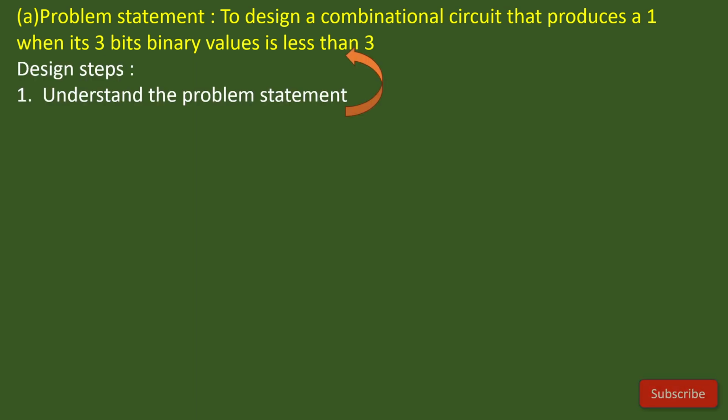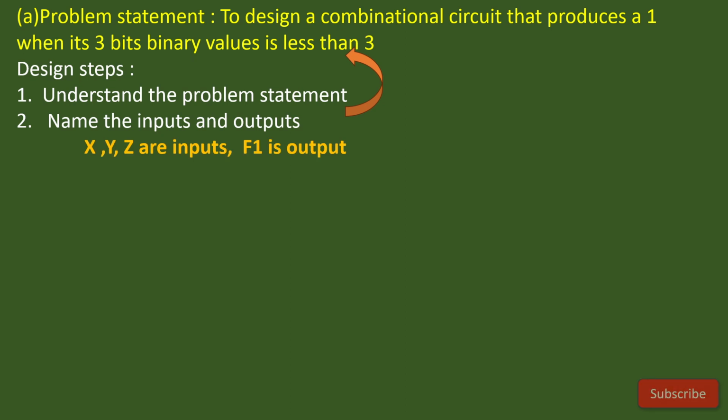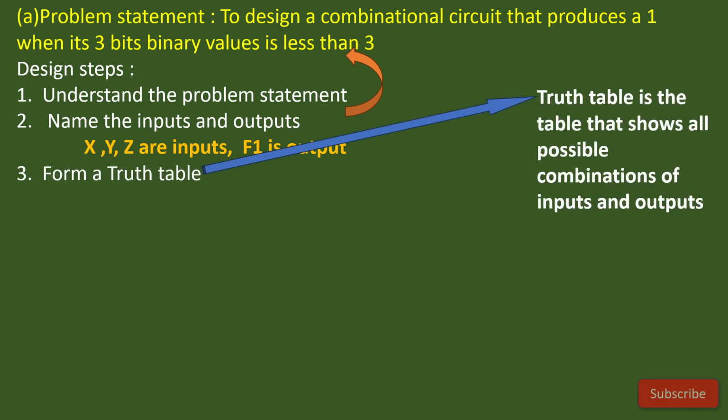And we have the design steps. First is to understand the problem statement. And we have to name the inputs and the outputs. Here we can name them X, Y, Z as the 3 inputs, and we can take F1 as the output. The next one is to form the truth table. Before forming a truth table, you should know its definition. The truth table is the table that shows all the possible combinations of inputs and the corresponding outputs.